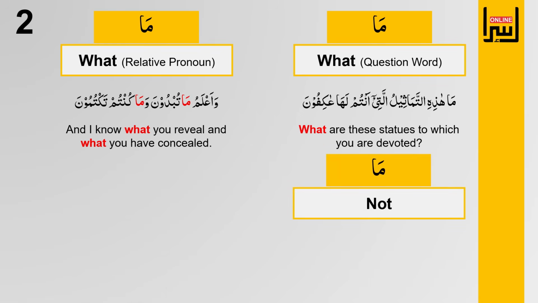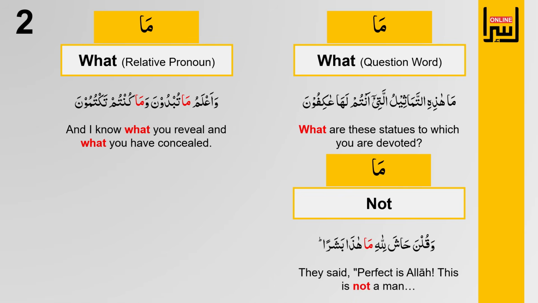Another use of ma, another meaning of ma is not. For example, wa qulna hasha lillahi ma hadha basharan, they said, perfect is Allah, this is not a man. In hadha illa malakun karim, he is an angel. When the woman first saw Prophet Yusuf alayhi salam, they said that he is not a man. He was so beautiful that they said this is not a man. So these are three meanings of word ma.